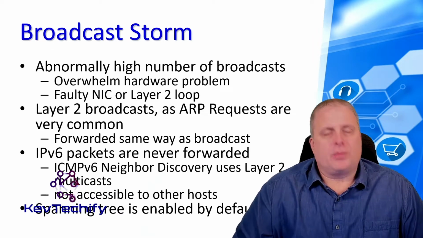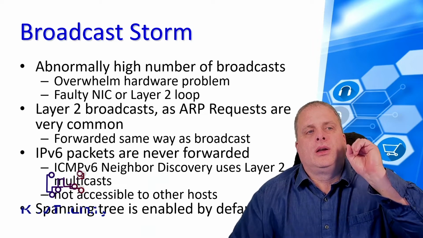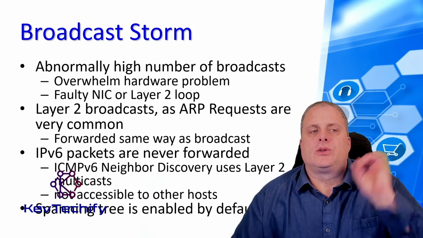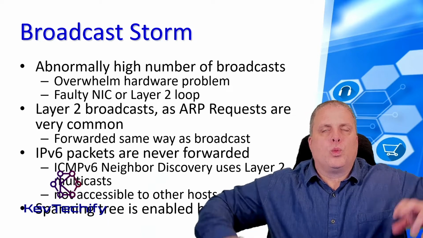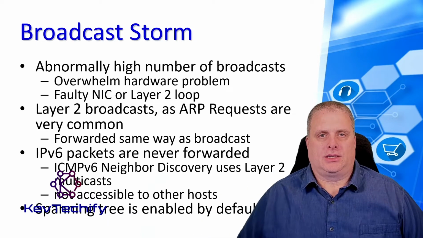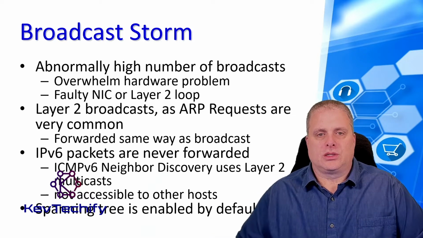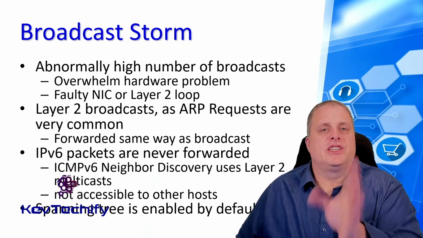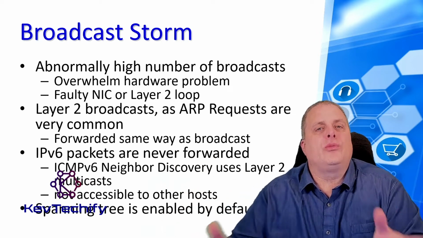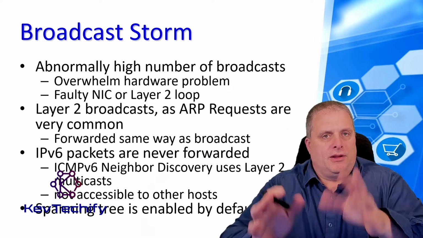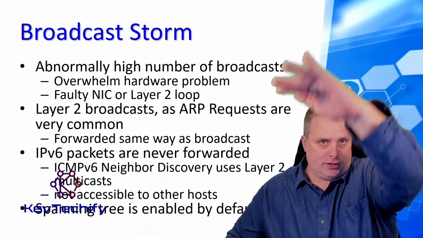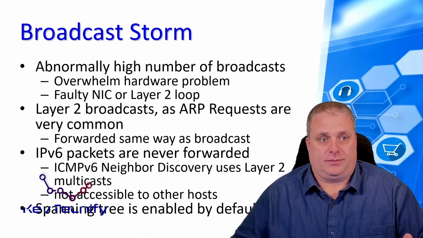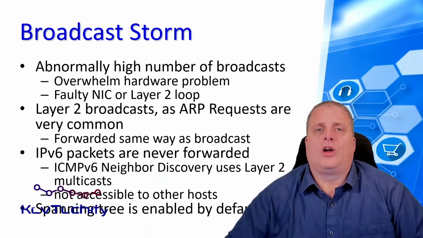One of the big things you hear people talk about with these loops is causing a broadcast storm. A broadcast storm is when we have a really high number of broadcasts. How this works is a broadcast comes into the switch. The switch sees it's a broadcast and floods it out all the other ports except for the port it came in on. And if there's a loop between the switches, it's going to start flooding and flooding and flooding. It's just going to overwhelm all the hardware.